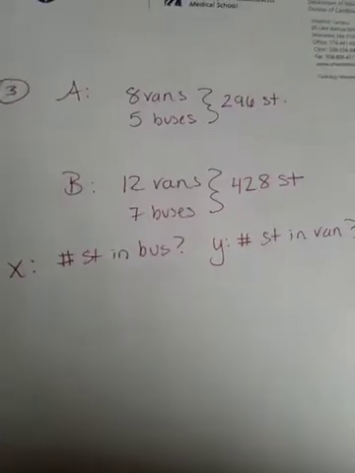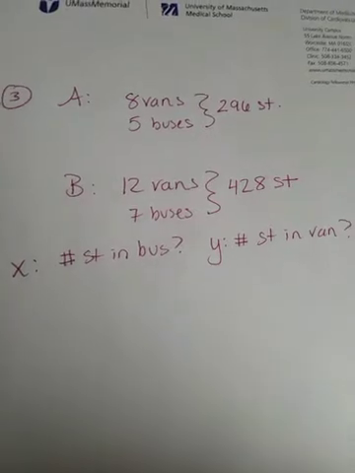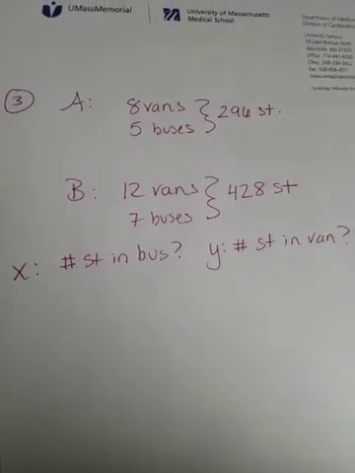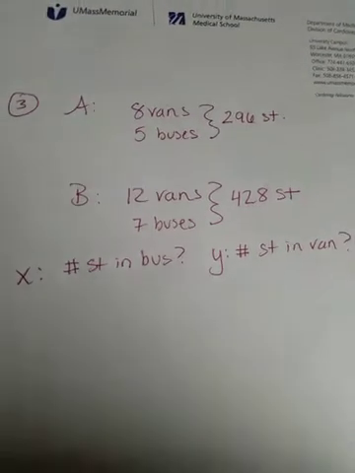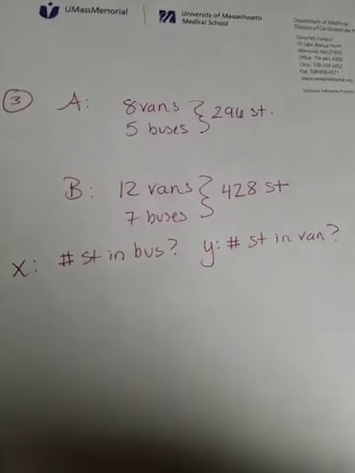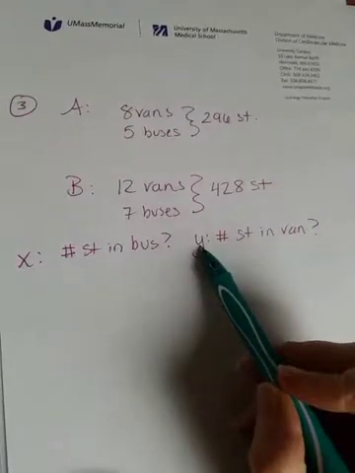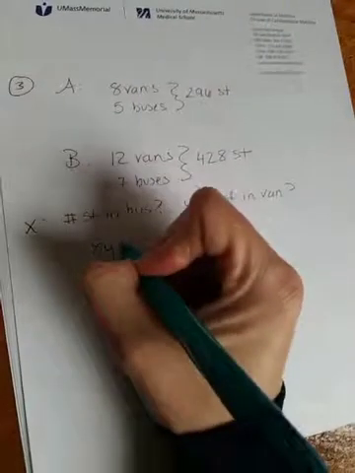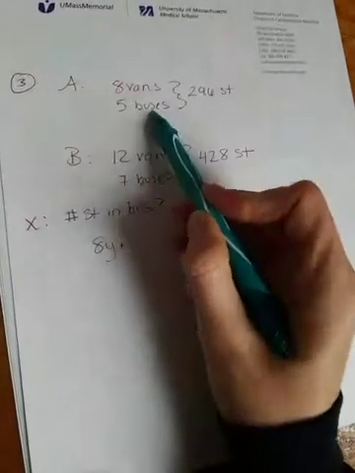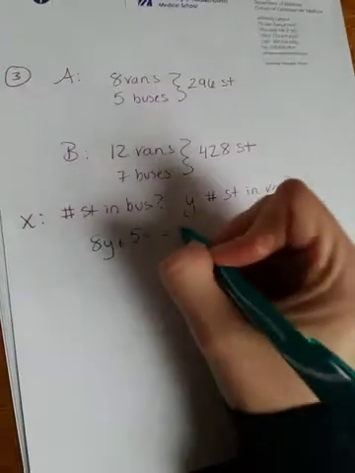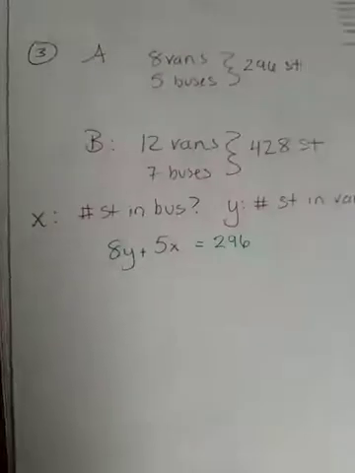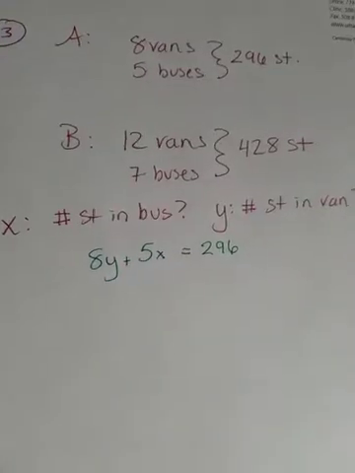All right, so this time each of your equations are going to be about each different school. So my first equation is going to be about High School A. They have 8 vans. Well, which one did I let stand for the number of students in the van? Y. This is a little different, but that's okay. So I have 8Y plus 5 buses. I let X be buses. So 5X equals 296 students. We don't care about the drivers or the chaperones. We're only talking about students, so don't worry about that.